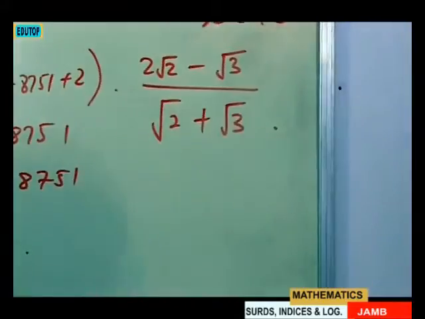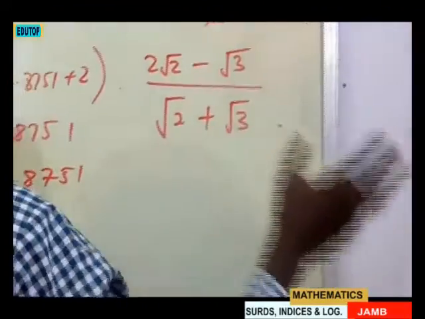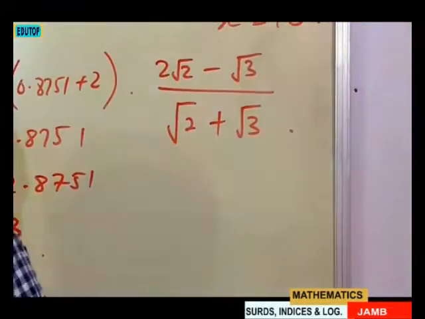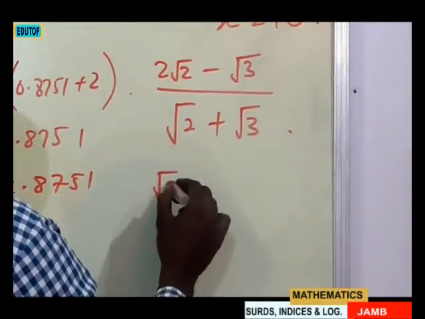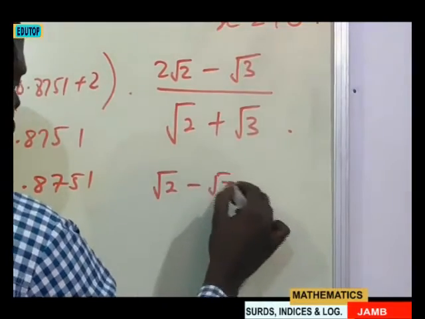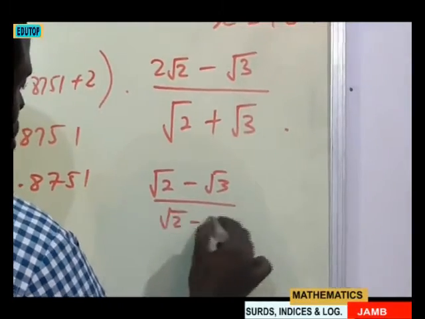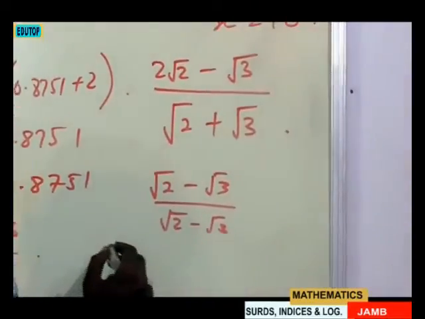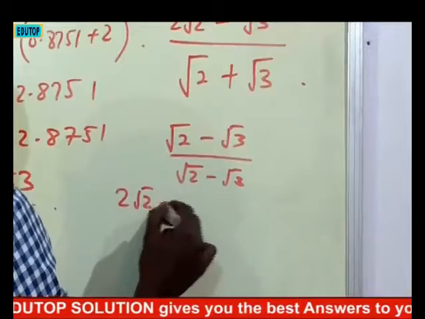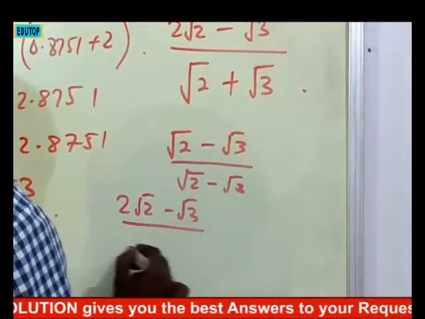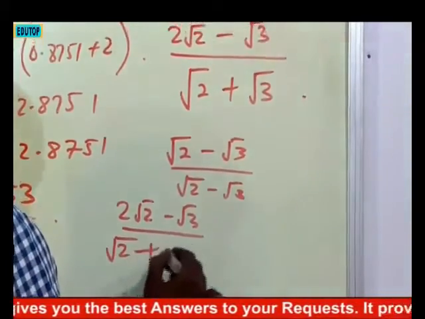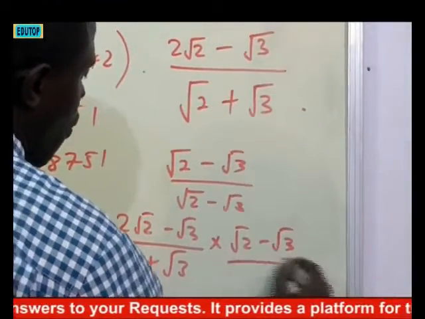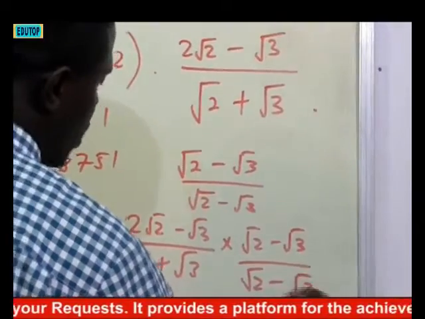There is no other way to simplify this rather than to resort to what is known as the conjugate. What is the conjugate of this denominator? The conjugate will definitely be 2 root 2 minus root 3. Then I take the fraction of that and use it to multiply the numerator and the denominator. In this case, I have 2 root 2 minus root 3 over 2 root 2 plus root 3, times root 2 minus root 3 over root 2 minus root 3.